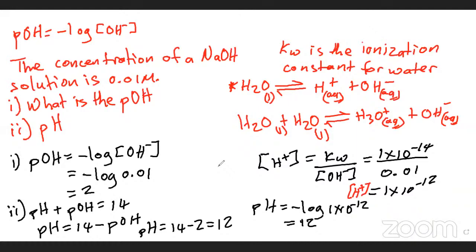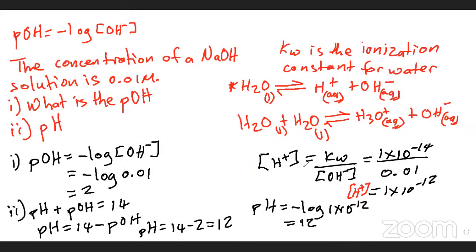I'm going to clear the entire screen now. The hydrogen ion is a simplification of the hydronium ion. So in reality, we don't have H plus ions in solution. It's actually H3O plus. But to keep things a bit simpler, we just use H plus.